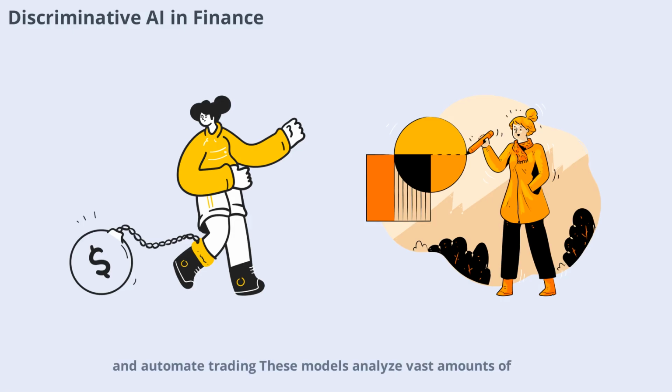Financial institutions use discriminative AI to detect fraud, assess credit risk, and automate trading. These models analyze vast amounts of financial data to make split-second decisions, helping protect assets and ensure smooth operations in the fast-paced world of finance.